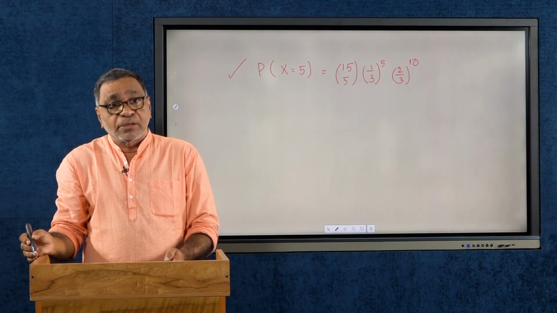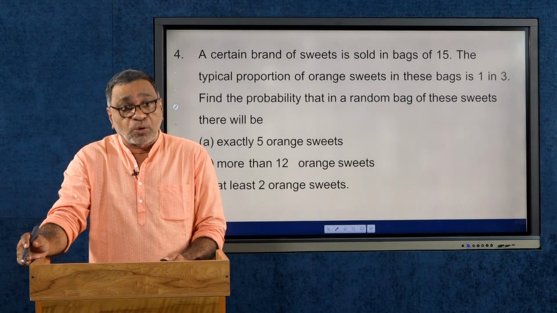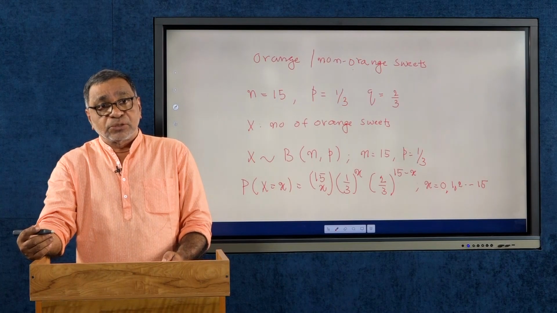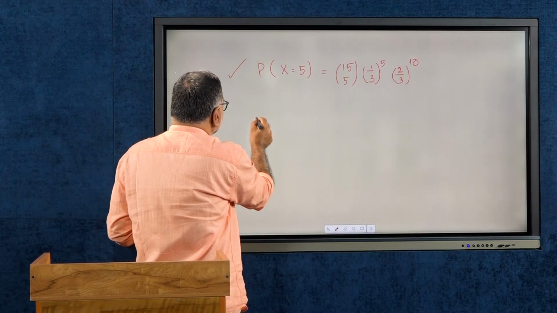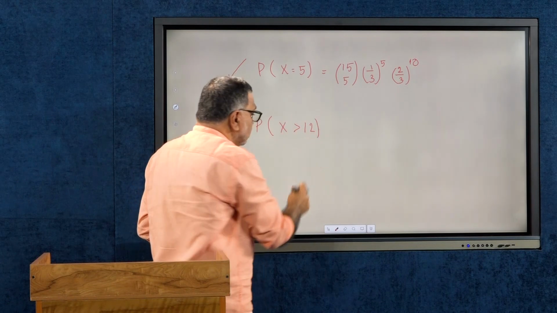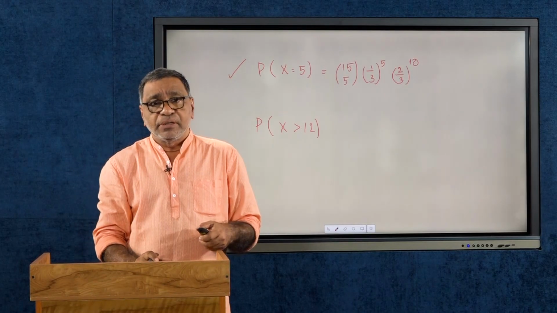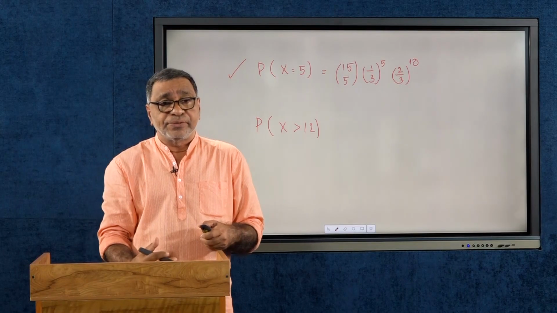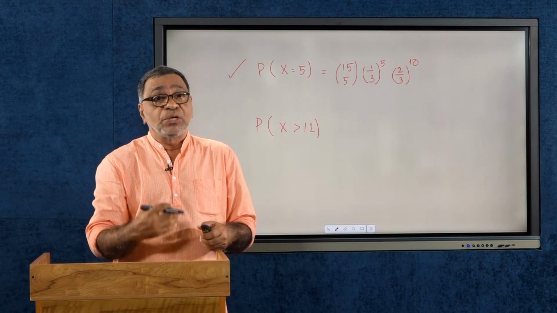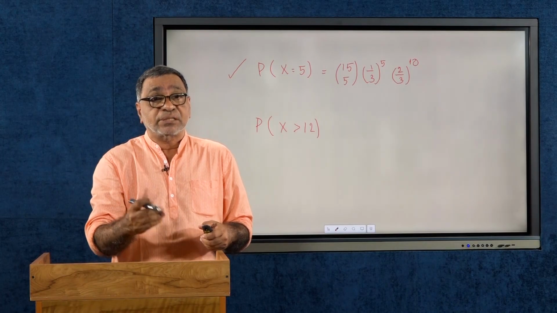See, another event you are given is more than 12 orange seeds. What is the probability of getting more than 12 orange seeds? More than 12 orange seeds is probability of X greater than 12. The only thing is that you convert the statement in terms of the random variable. Here the random variable X is the number of orange seeds, and the question is, what is the probability of getting more than 12 orange seeds? That means we have to convert that statement to a probability statement as probability of X greater than 12.